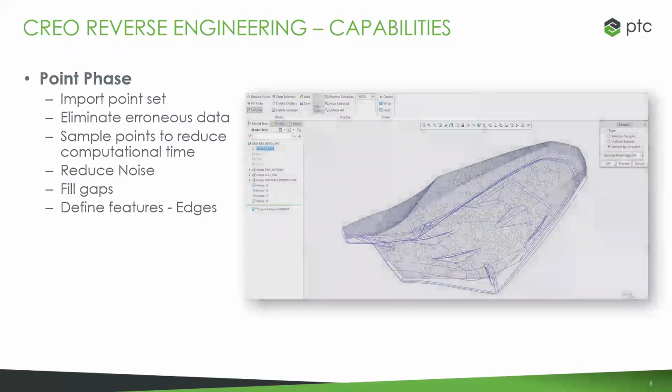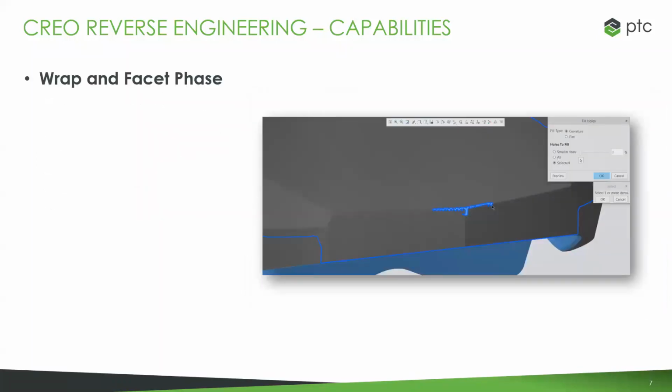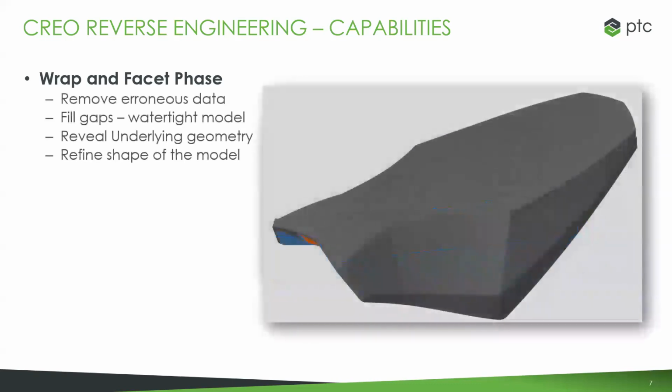Once you have that data brought in, you would move next into the wrapping and faceting phase. This is going to take that point cloud data that you brought in, and we're going to create a faceted shape almost wrapped around that data. Throughout this, you're still removing any inaccurate data that may have happened because of the scan, filling in any gaps to get to more of a watertight model. The main point of this is to get a much clearer view of what that underlying geometry is meant to look like, which helps us gain a better understanding of the model as we start to move forward and refine the shape of that model.